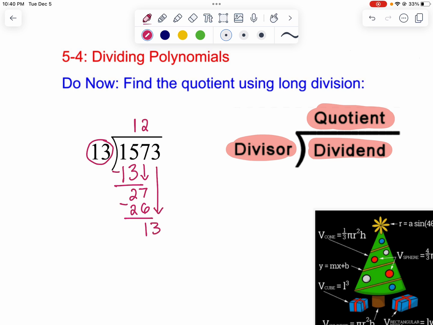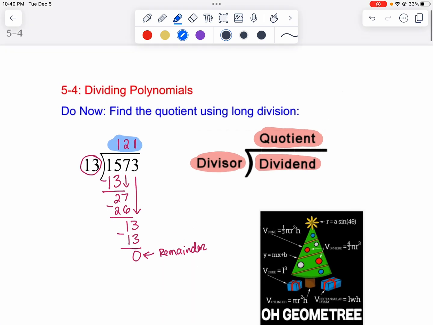We say, how many times does 13 go into 13? We know that's going to be 1 time. 1 times 13 is 13. We subtract those two things, and we get a leftover. Now, whatever this leftover is, keep in mind, this is going to be called our remainder. Here, we do not have a remainder, so we don't have to worry about it at this moment. We will talk about what to do with remainders later on. So our quotient, or result of our division question here, is 121, because 13 goes into 1,573 121 times.